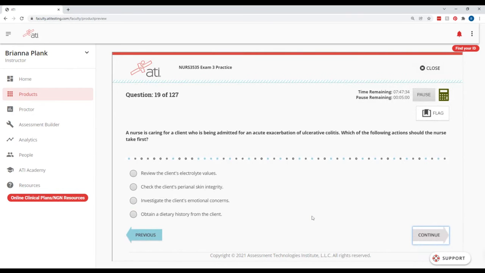Okay, we have an acute exacerbation of ulcerative colitis. What do we want to do first? So all these might be a good idea. Which one do we want to do first?